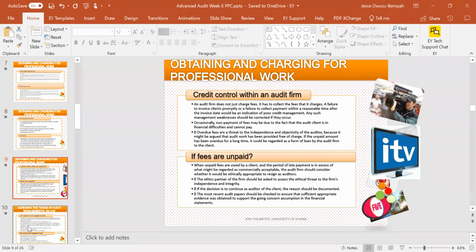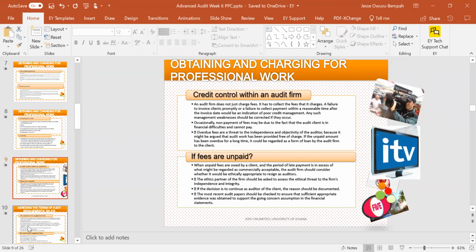Let's talk about credit control within an audit firm. An audit firm does not just charge fees. When it charges fees, it has to collect the fees that it charges. Say you've charged a fee, but as to collection, that's a different thing. A failure to invoice clients promptly or a failure to collect payments within a reasonable time after the invoice date will be an indication of poor credit management. So if you don't invoice the clients properly or you don't collect your payments after a reasonable time period, all these things are poor credit management.